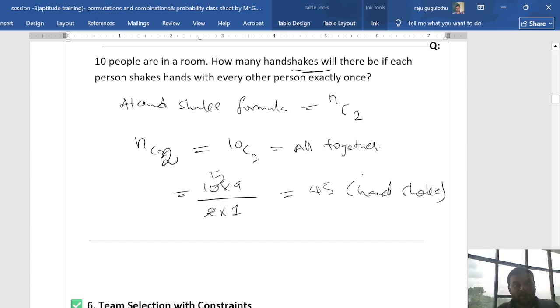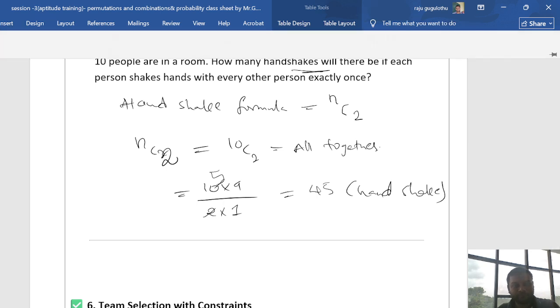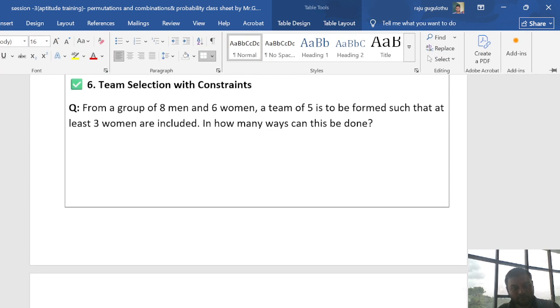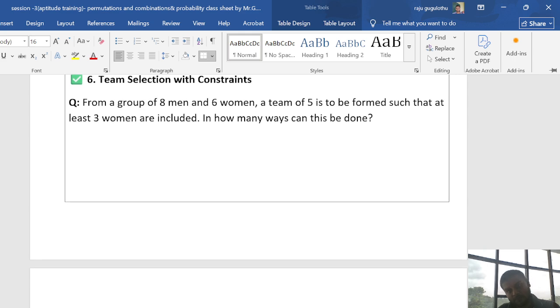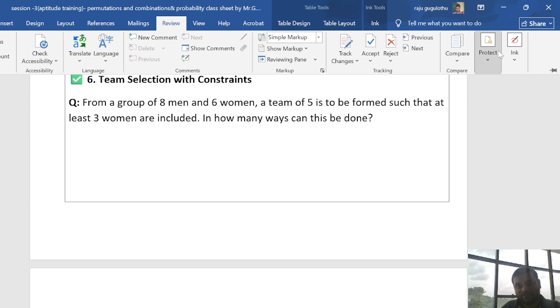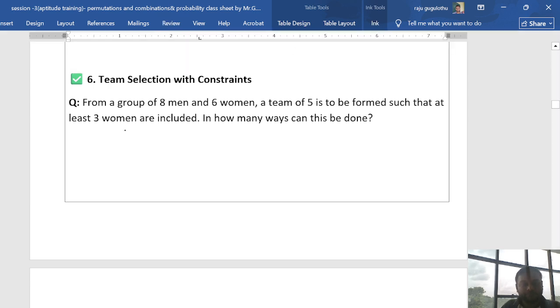Let us go to one more question, friends. From a group of 8 men and 6 women, a team of 5 is to be formed such that at least 3 women are included. In how many ways can this be done? Friends, let's answer this question. There are 8 men and 6 women, but we want a 5 people team. The condition is at least 3 women are included.